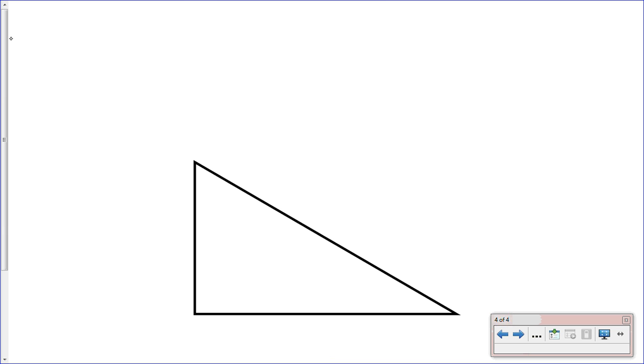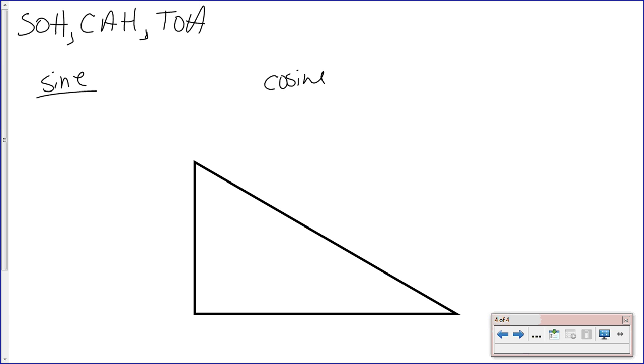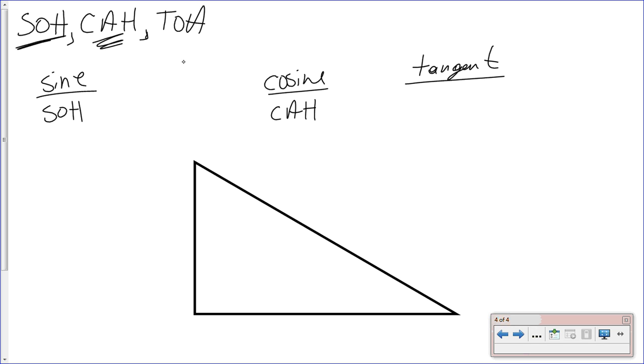All right. Last thing I want to cover is Sohcahtoa. What this means is you have sine, you have cosine, and you have tangent. Your sine is the first three letters of the word Sohcahtoa, S-O-H. Your cosine is the middle three letters, C-A-H. And your tangent is the last three letters, T-O-A.